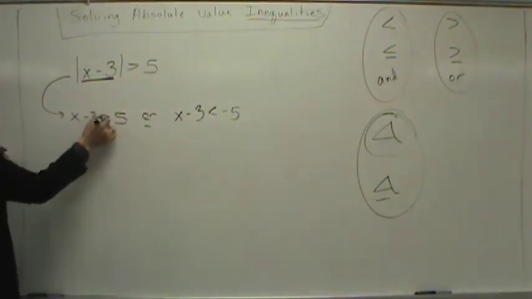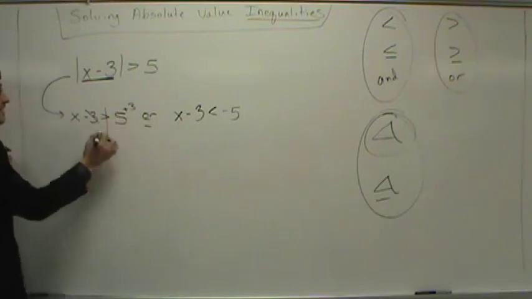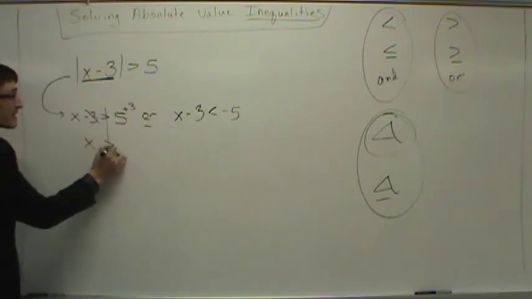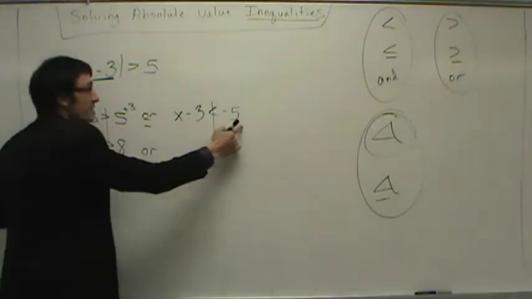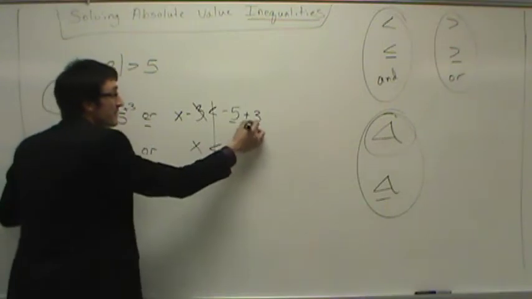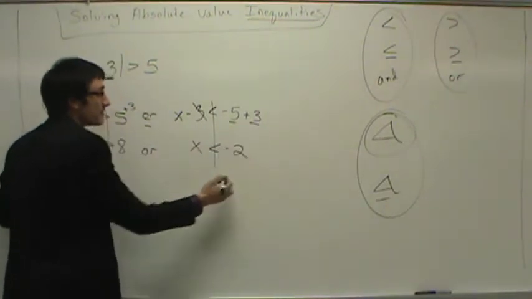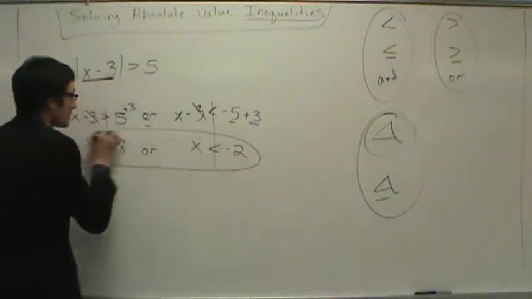So it's just like equality. If we draw a line down the center, move the negative 3 to the right, it becomes what? Positive 3. Cross it out. X is now greater than 8. Or, draw a line down the center, move the negative 3, we have plus 3. X is less than negative 5 plus 3 is negative 2. So this is your preliminary answer.